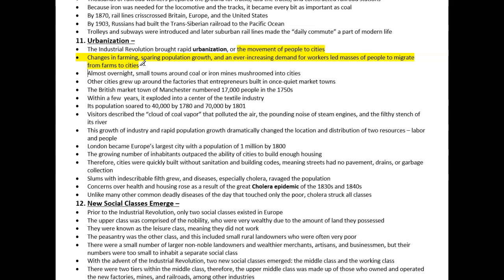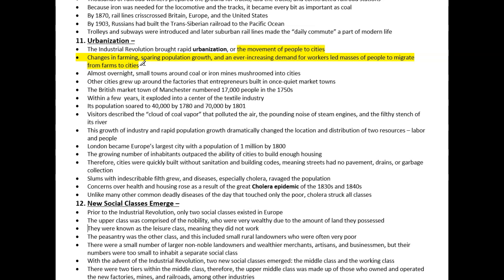London became Europe's largest city with a population of 1 million by 1800. The growing number of inhabitants outpaced the ability of cities to build enough housing. Therefore, cities were quickly built without sanitation and building codes, meaning streets had no pavement, drains, or garbage collection. Slums with indescribable filth grew, and diseases, especially cholera, ravaged the population. Concerns over health and housing rose as a result of the great cholera epidemic of the 1830s and 1840s. Unlike many other common deadly diseases of the day that touched only the poor, cholera struck all classes.